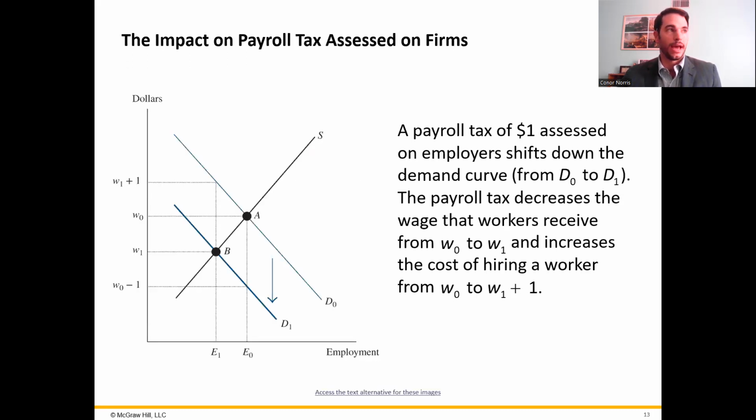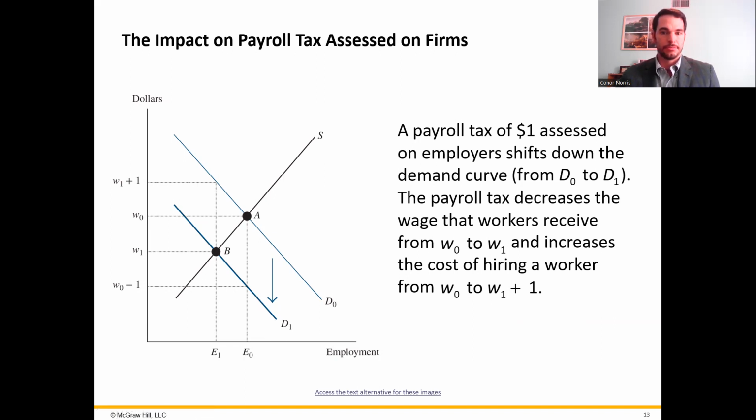Here we see visually what happens. When the government institutes a $1 payroll tax, initially, before that is implemented, the firm's demand curve is at D0 right here. After the tax increases the cost of employment, it shifts the demand curve down to D1, down here to this curve. Remember, each point along the demand curve represents the number of workers that firms are willing to hire at that particular wage. So if the market equilibrium wage is W0 right here, initially that means they're going to hire E0 workers.